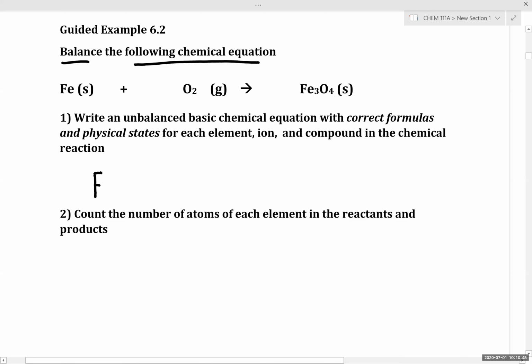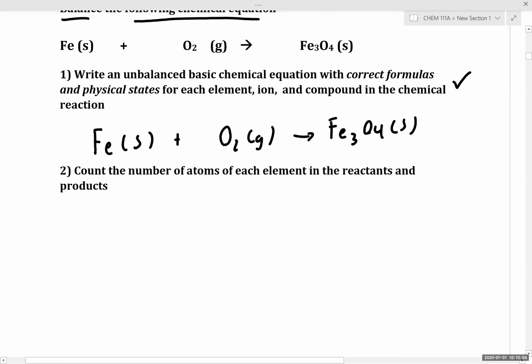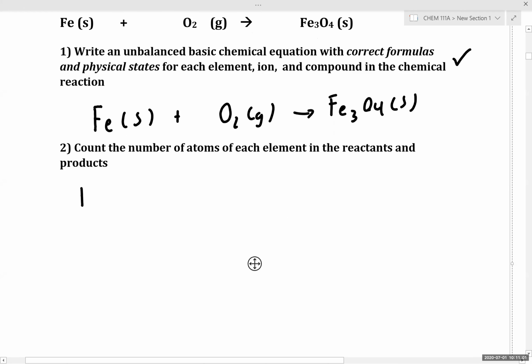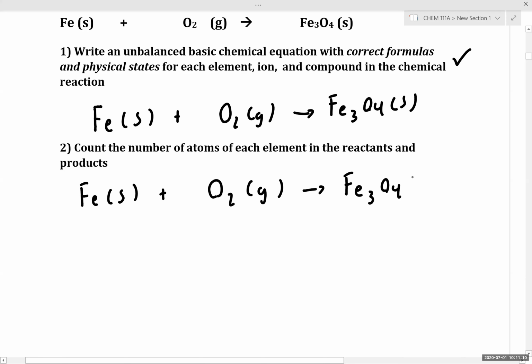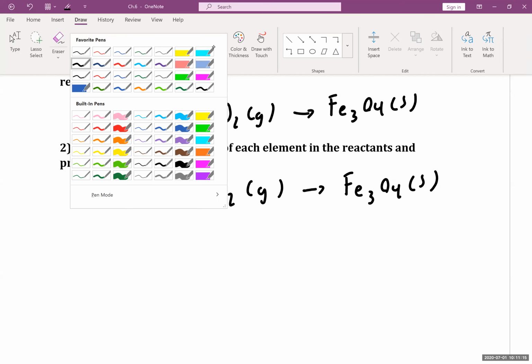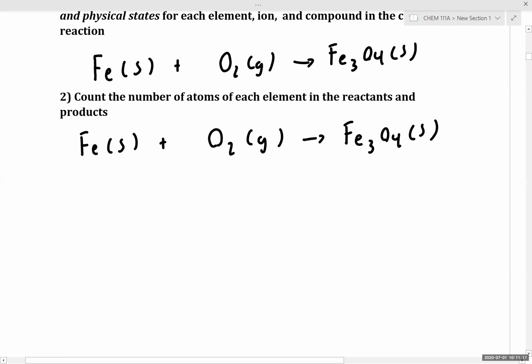Okay, so the first step is already done for us. We won't have to worry about it for later. So we have iron solid plus O2 gas leads to Fe3O4 solid. Okay, so now that I have my equation, let me just write that equation over here. Now what I'm going to do is count the atoms of each element on the left and right hand side. And I'm going to make my tally in columns.